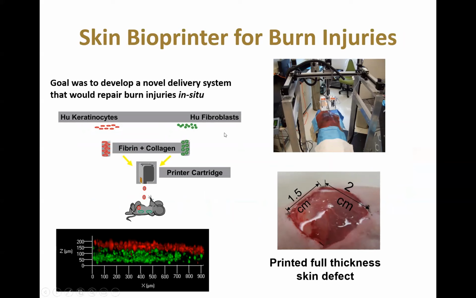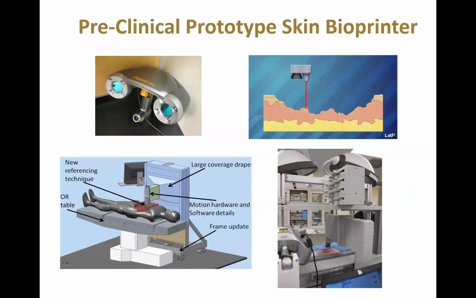We also developed a skin bioprinter for burn injuries. And here you can see an early version of the bioprinter on the top right. And we can print layers of dermal fibroblasts as well as keratinocytes and place them directly in the wound. We've since produced a preclinical prototype skin bioprinter that you can see in the lower right.